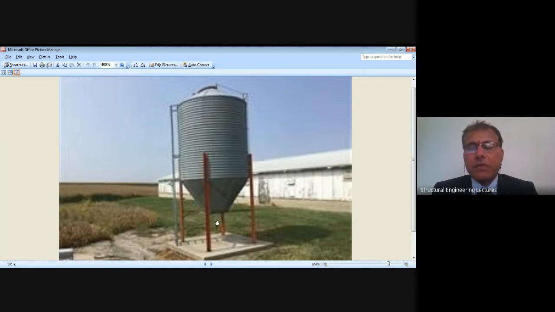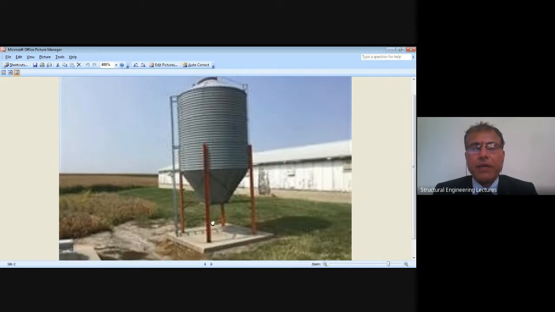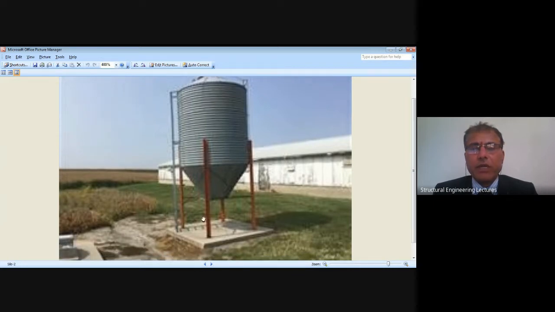At the bottom we have the trap door, and generally that bottom opening is in the form of a circular opening, and this is supported on four columns, which is resting on a combined footing.